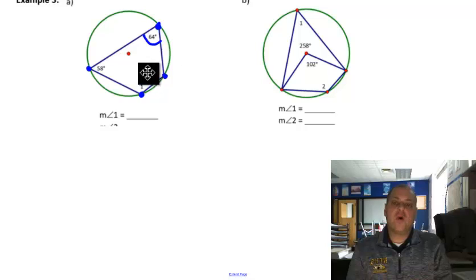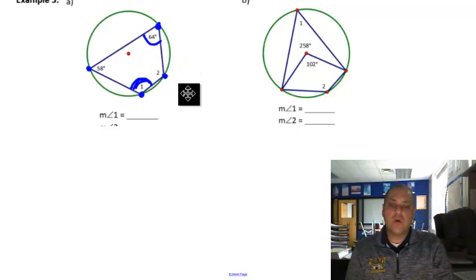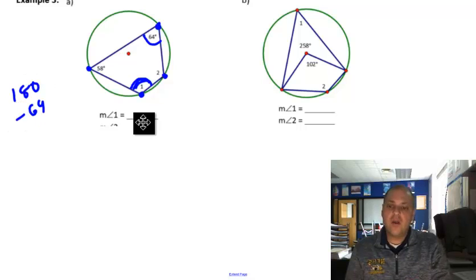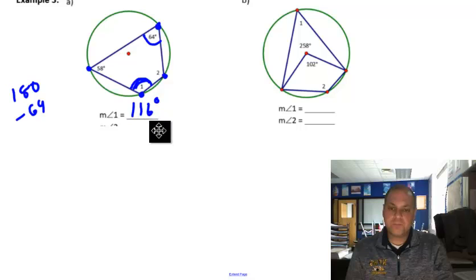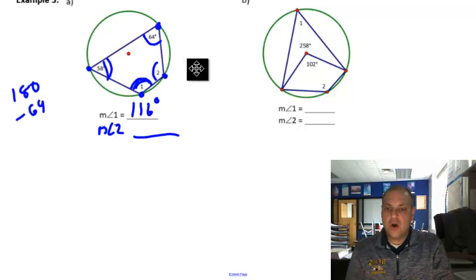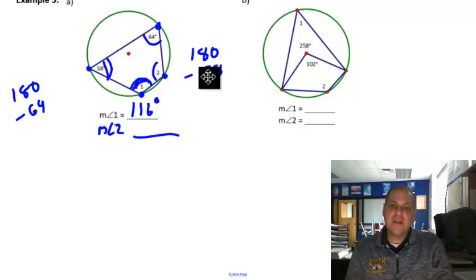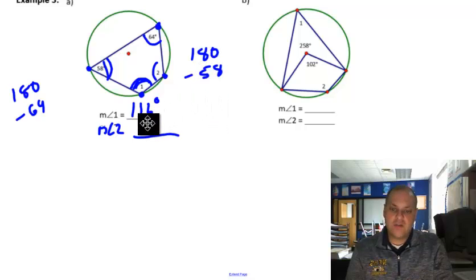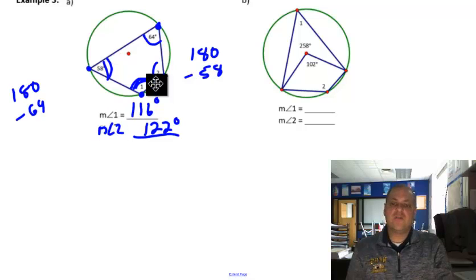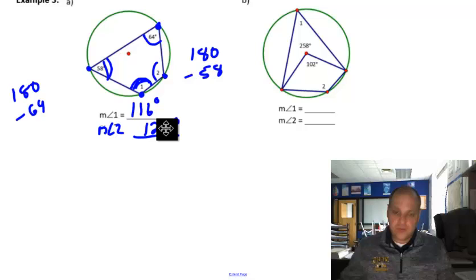Quadrilateral. Here this is 64, so this is the opposite angle right here. Angle 1 is the opposite of 64. They're not equal, they are supplementary. So angle 1 is going to be 180 minus 64. So angle 1 is going to be 116 degrees. And then this is supposed to say measure of angle 2. That's the opposite of 58. So 180 minus 58, and that's 122. So measure of angle 2 must be 122 degrees.